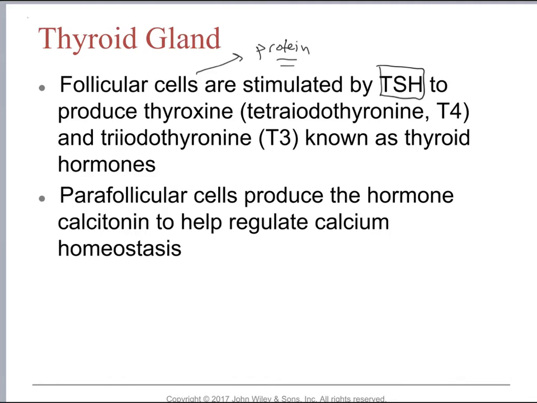Now, in between those follicles is another grouping of cells called parafollicular cells. They're also known as clear cells or C cells. Now, para means between. Parafollicular cells produce a hormone called calcitonin. Now, the root word you see here, thinking ahead, is calcium. So we can say that this hormone is going to help regulate calcium homeostasis. Now we'll see exactly what it does in a little bit.